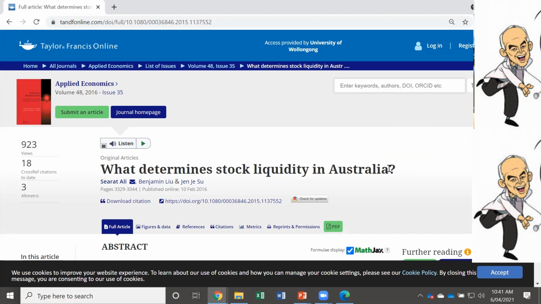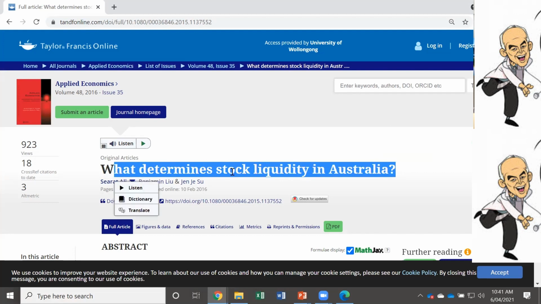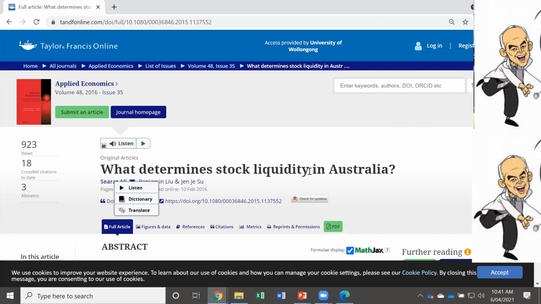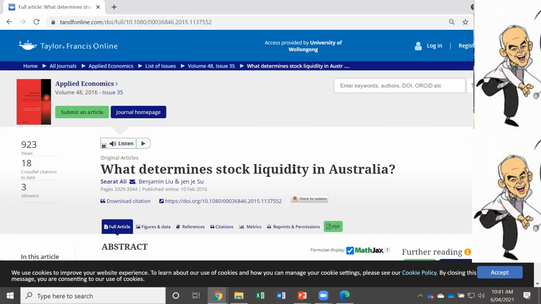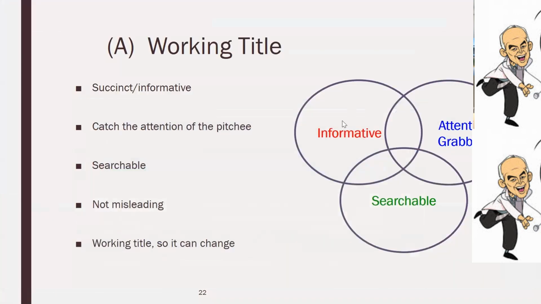To grab the attention, that can be one way. There can be other ways as well, and it is informative, and it is searchable as well. If you have to do research on stock liquidity, you may search for determinants of stock liquidity. If you search for it, my paper may come up as one paper under the determinants of stock liquidity. And if it is searchable, then people will read it, download it, and cite it, and then it will have an impact on the academic community. So when it comes to a working title, make sure it's informative, attention grabbing, and searchable.